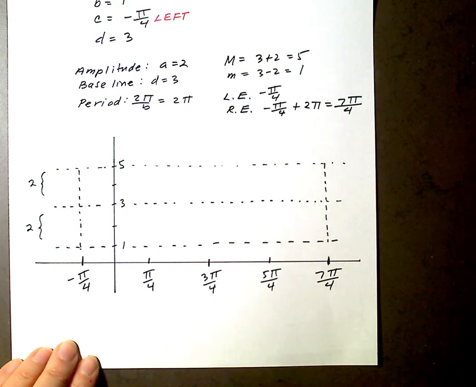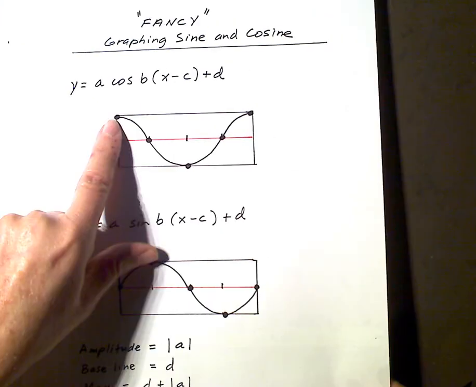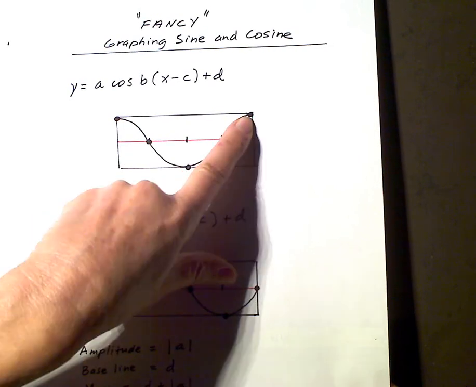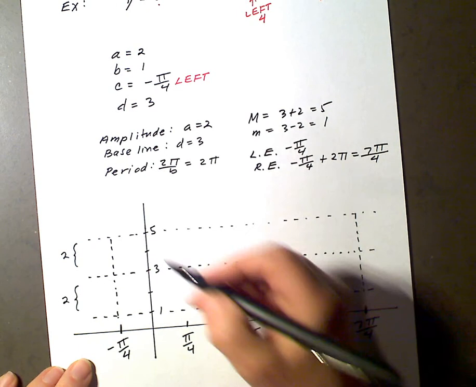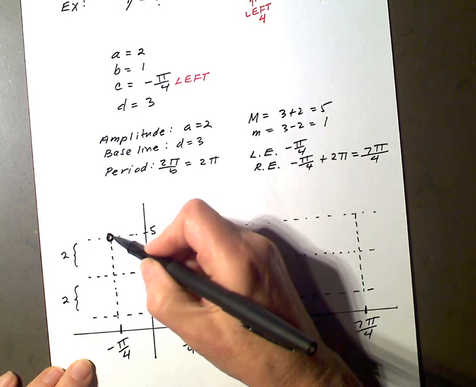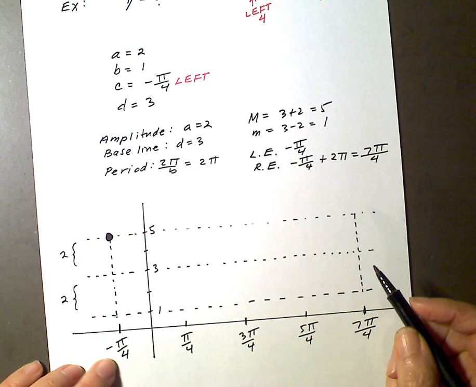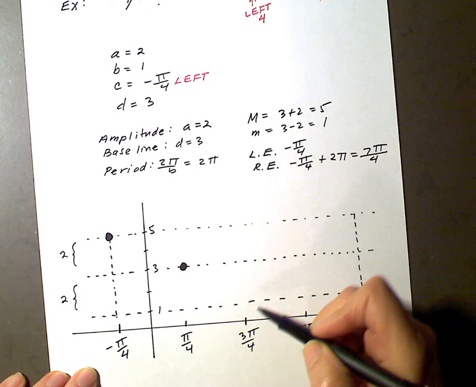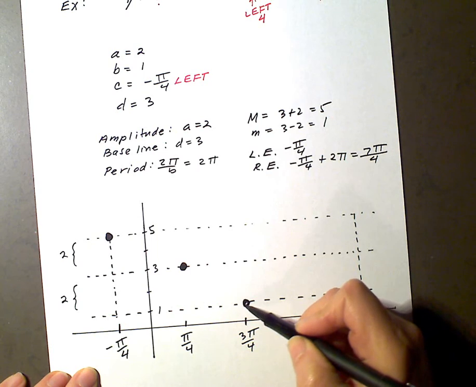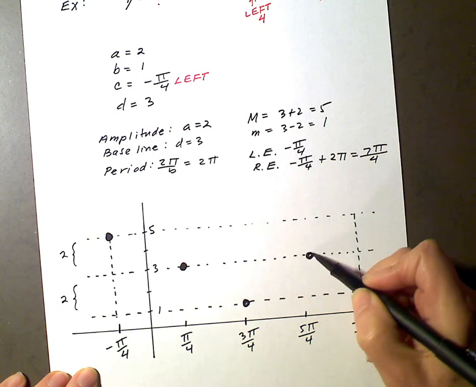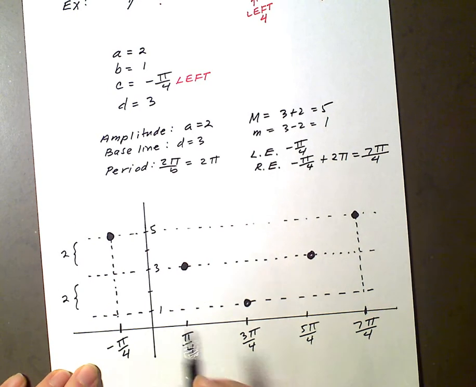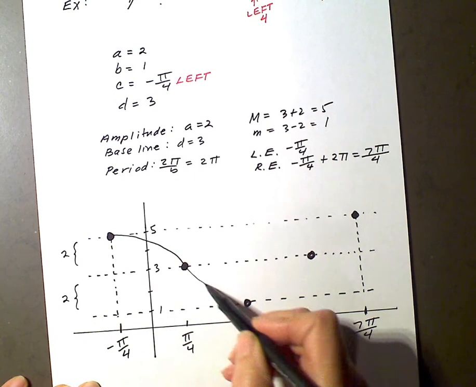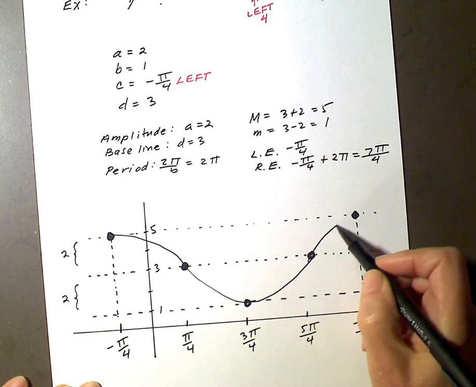And then I remember that cosine is going to start at the top of the period and go to the middle, the bottom, the middle, and end at the top. So I'm going to start up here at positive 5 at negative pi over 4, and then at pi over 4, I'll be at the middle, I'll be at the bottom, I'll be at the middle, and I'll be at the top. So now I know that cosine cups down, and then it's going to go like so in this period, and then it's going to turn and go like so.